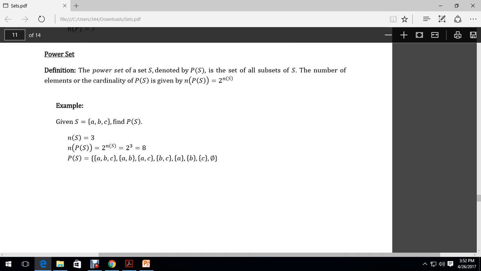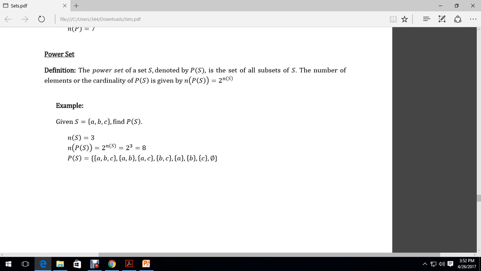Okay. Let's define now what we call power sets. A power set of S, denoted by P of S, is the set of all subsets of S. The number of elements, or the cardinality of P of S, is given by this expression, 2 to the n of S. Now let's try to illustrate this one given an example. Suppose we have S equal to the set containing the elements A, B, and C. Find the power set of S.